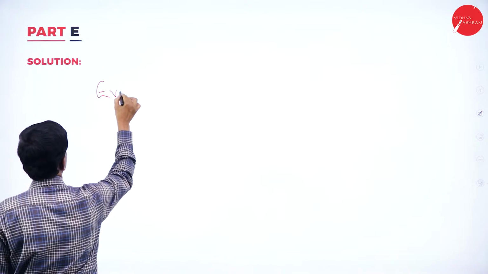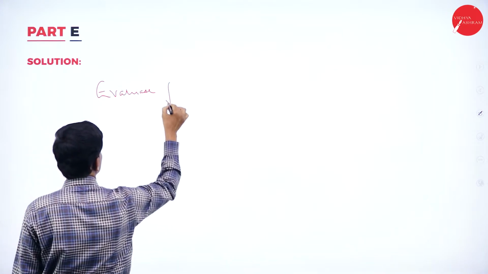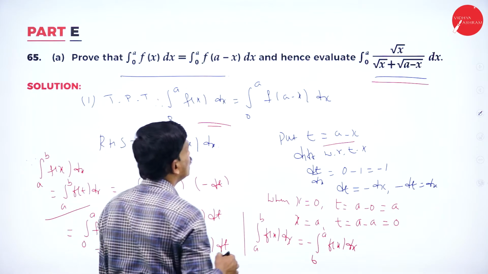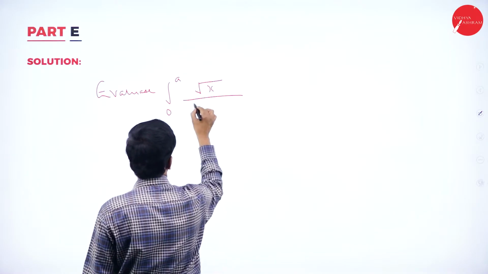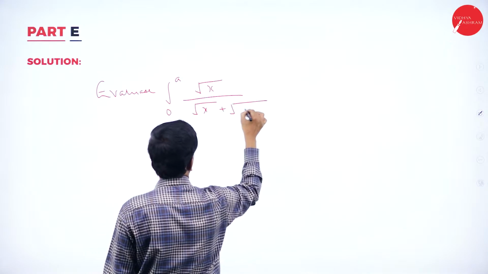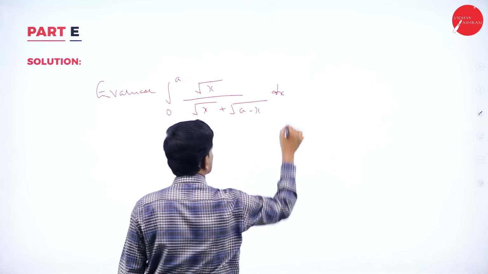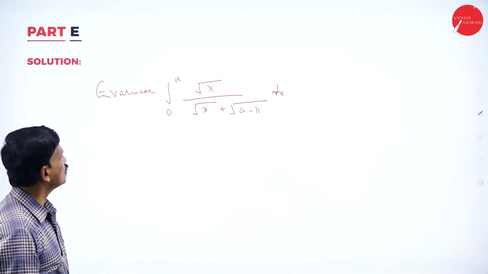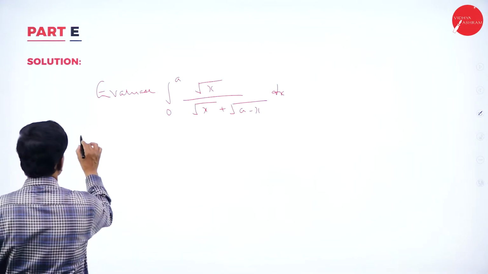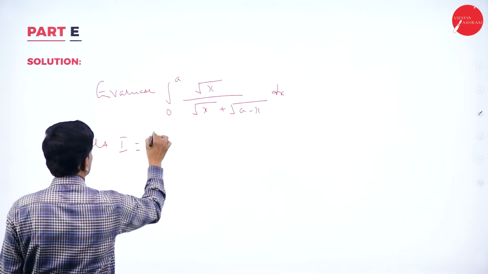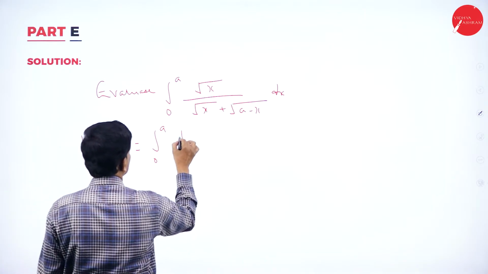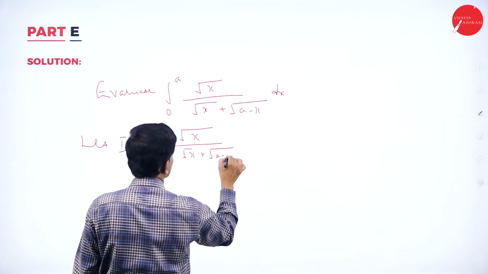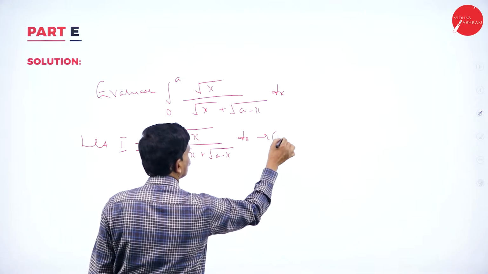Now, to evaluate integral 0 to a root of x divided by root of x plus root of a minus x dx. This is to be evaluated. Now let us consider this as I. Let I is equal to integral 0 to a root of x divided by root of x plus root of a minus x dx. This is equation number 1.